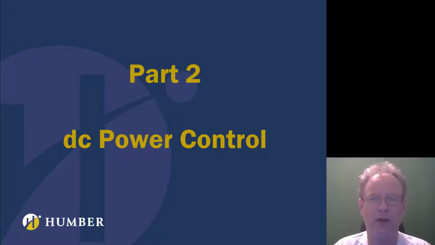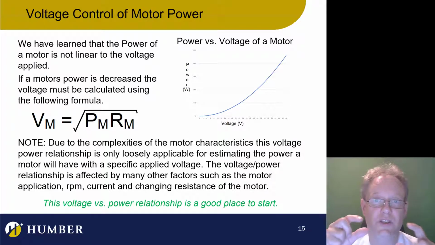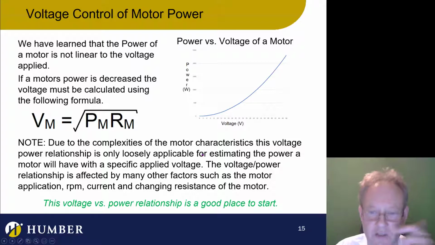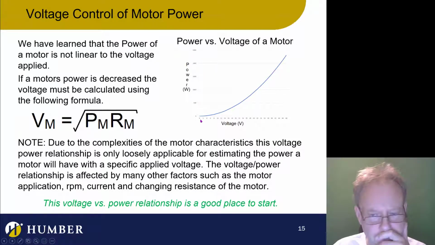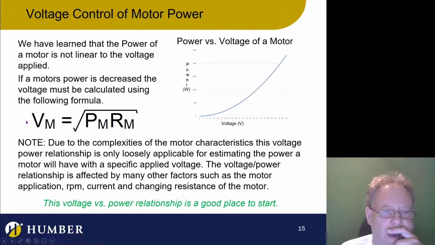Oh, DC power control. Okay, let's talk about how to actually control the power. We have seen through one example, and basically through the formula power is V squared over R, that if I wanted to change the power by applying different voltage, it's not linear. There's a graph here: as the voltage goes up, that's what the power looks like. I just put this together so you can see that it goes up like this.